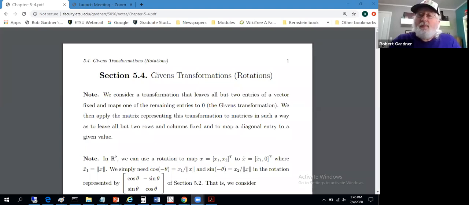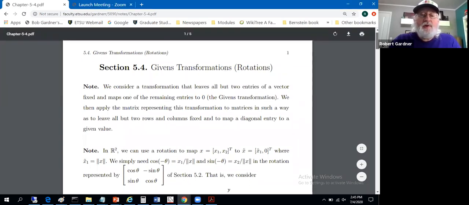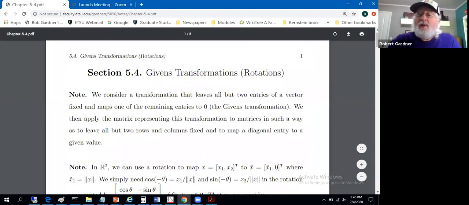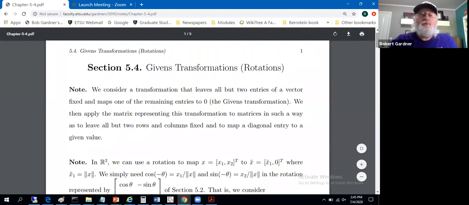On to rotations. Section 5.4 is on Givens transformations, or just rotations. Okay, we'll have a little geometric interpretation to the content of this section. We'll start in 2 dimensions, so things are easy to see.